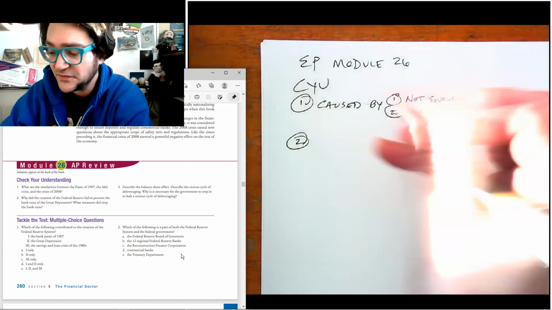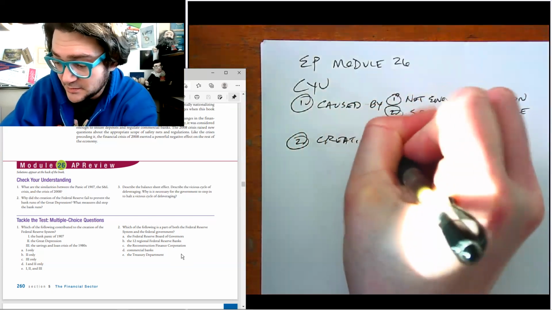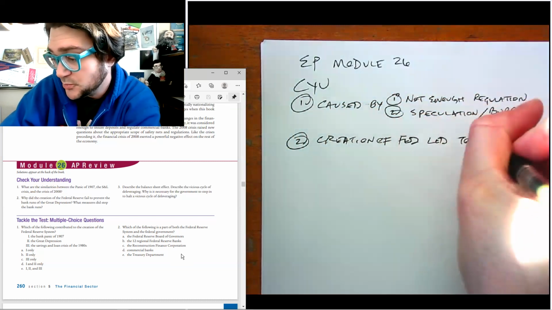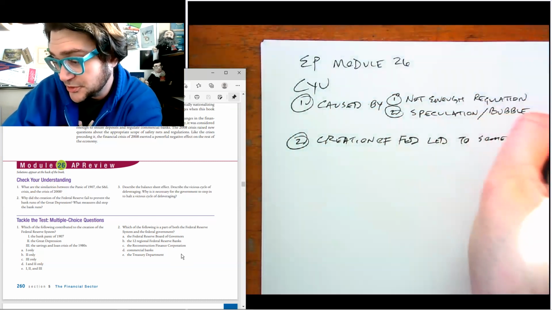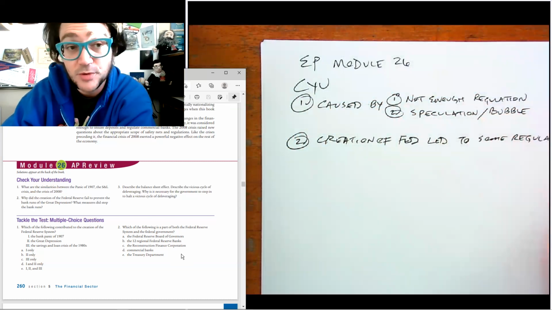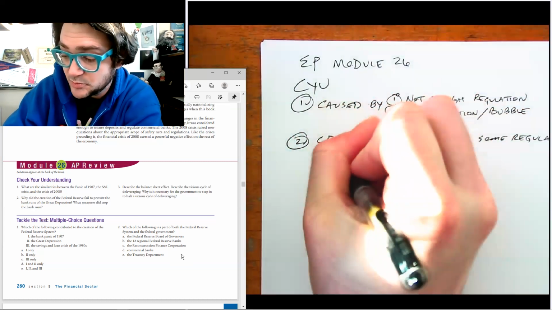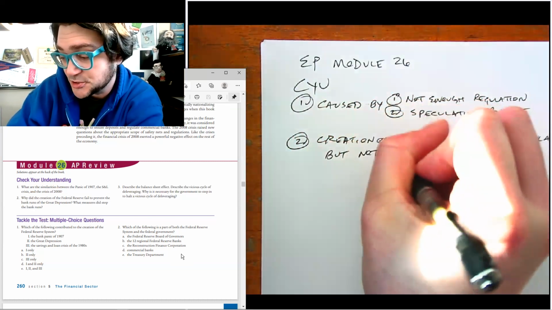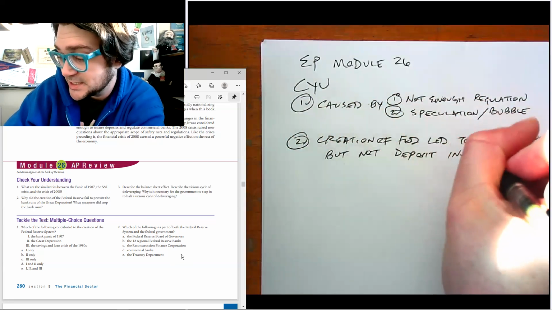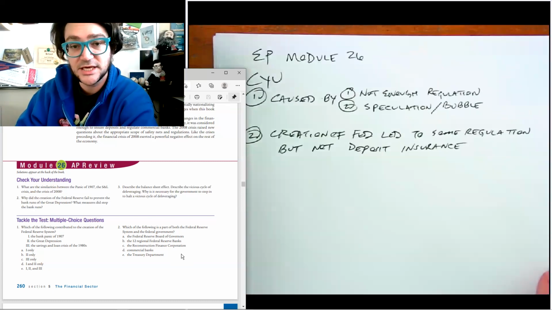And so the creation of the Fed led to some regulation. In particular, it regulated something called trusts, which we don't really have as many of anymore because of the Fed. Regulation of the Fed led to some regulation, but not deposit insurance, which came later, right? Deposit insurance is the idea that if your bank goes under, it goes bankrupt, you will still get your money back.